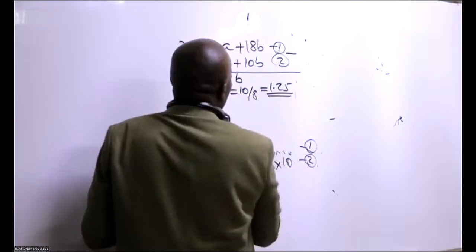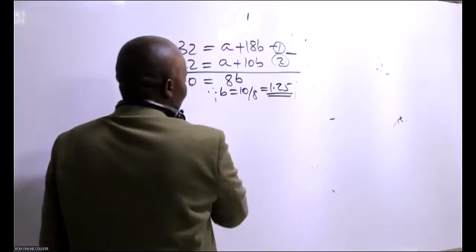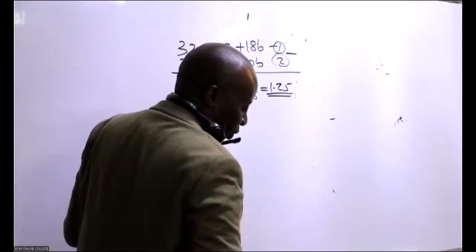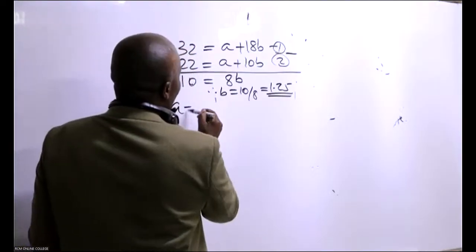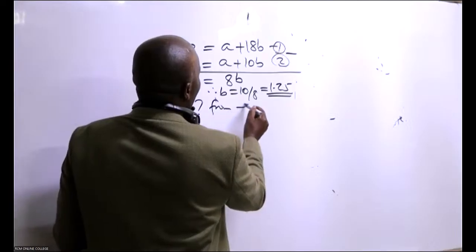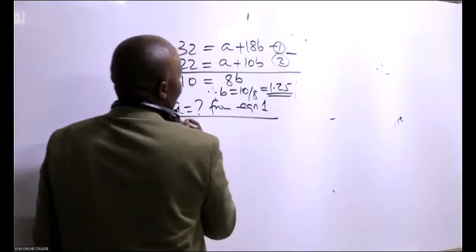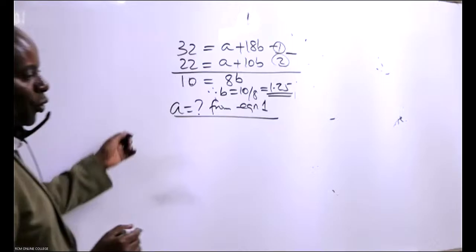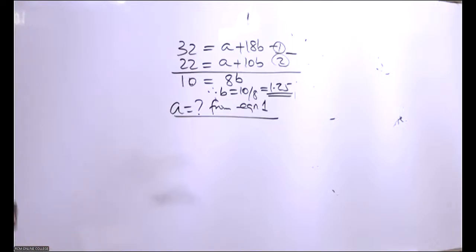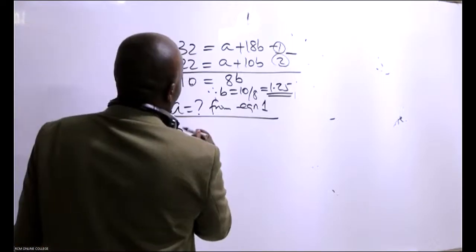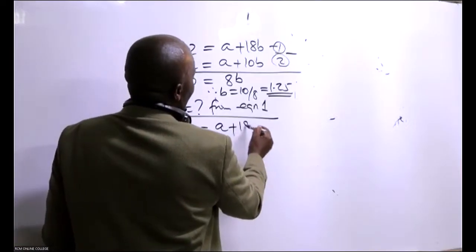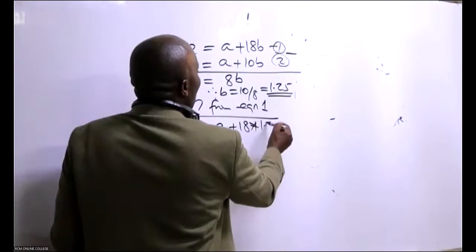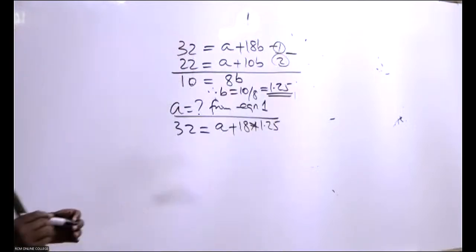So then, having gotten the value of b, we can easily go to any of the 2 equations and get the value of a. So we ask ourselves, what will be the value of a from equation 1? Please try that out yourselves. So this will be 32 equals a plus 18 boy, but we know who our boy is. We know that our boy is 1 point what here? 5.